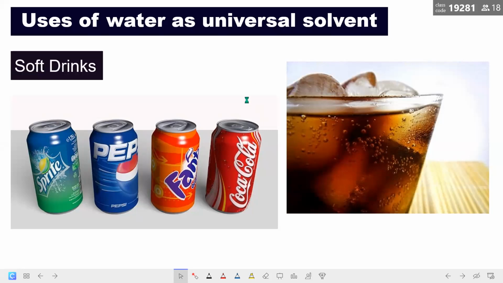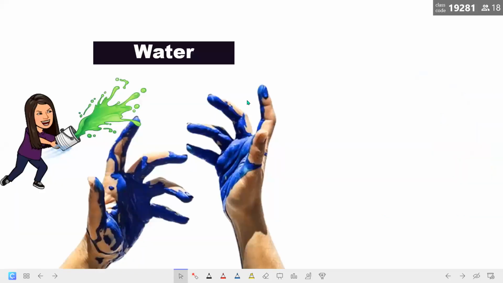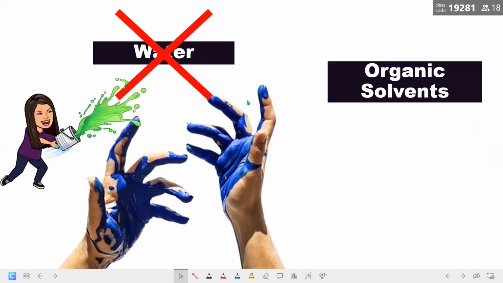So what are soft drinks? I'm using water as my solvent. I'm just showing you here so many places where there's water. Now look at this. This is paint. Am I using water here? No, sir. Cannot.